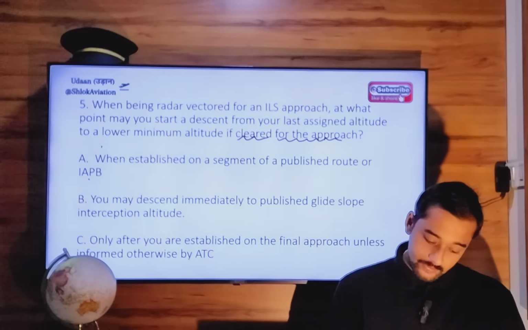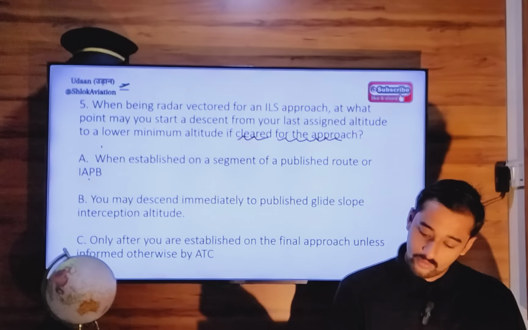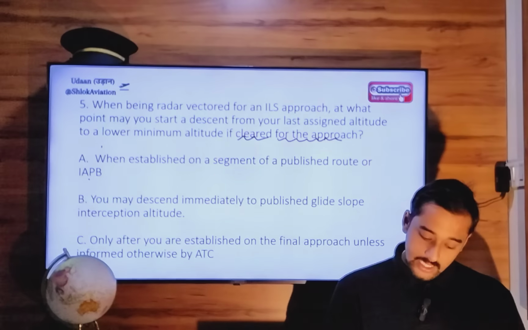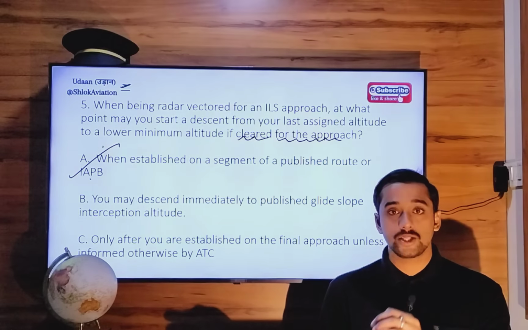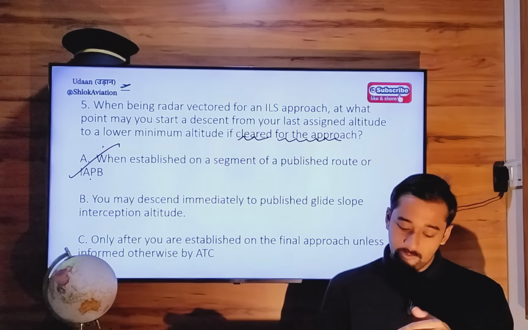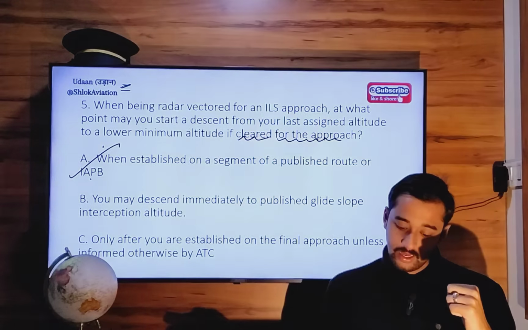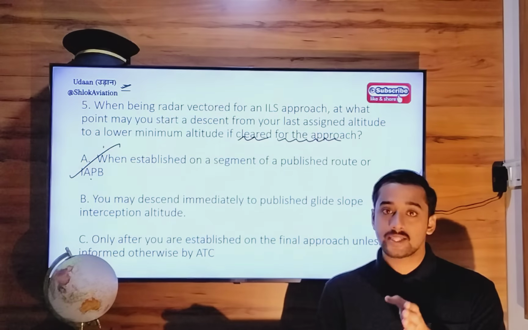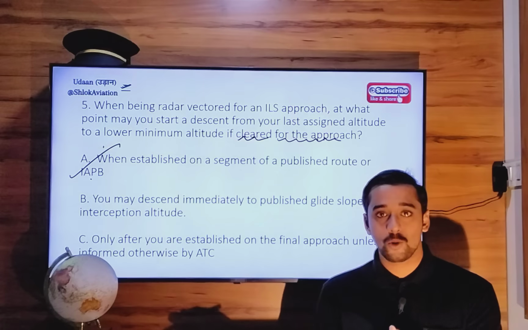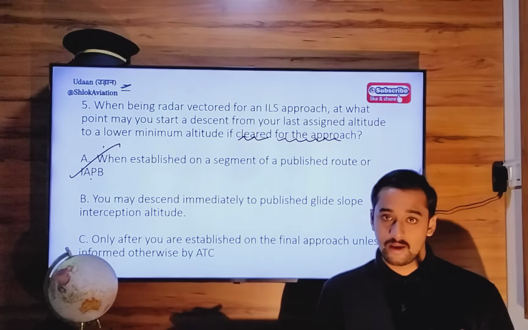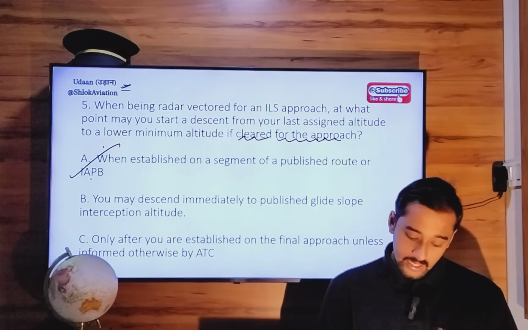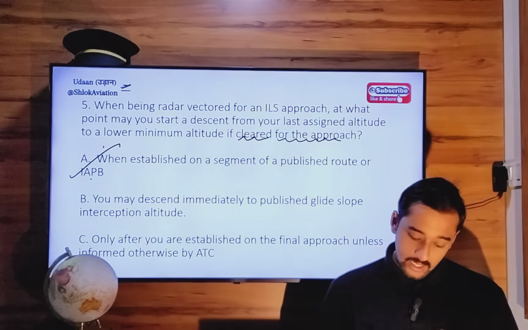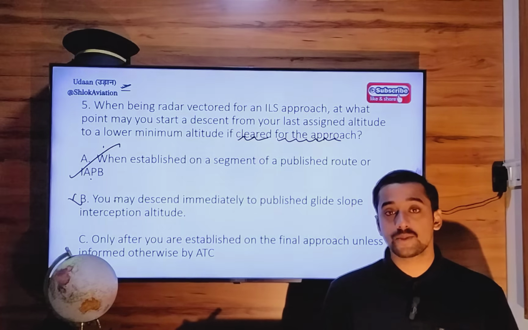Okay, option number A, which says you may start your descent where established on a segment of a published instrument approach or route. Okay. Now, if you descend immediately to a published glide slope interception altitude as soon as you are cleared for approach, that will be too early. Okay, you will find yourself below the glide path always if you do this. So if you start descending too early, you will never be able to capture glide path. Okay, your glide path will always be above you.